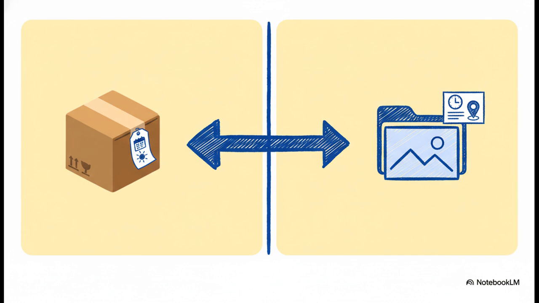You know when your phone automatically adds the date, the time, and the GPS location to a photo? It's doing exactly this. It's giving the computer a simple label so it can find that file later without ever having to look at the picture itself.